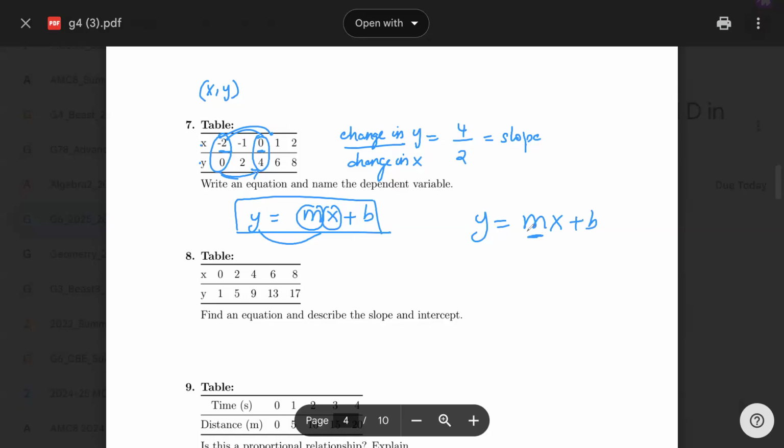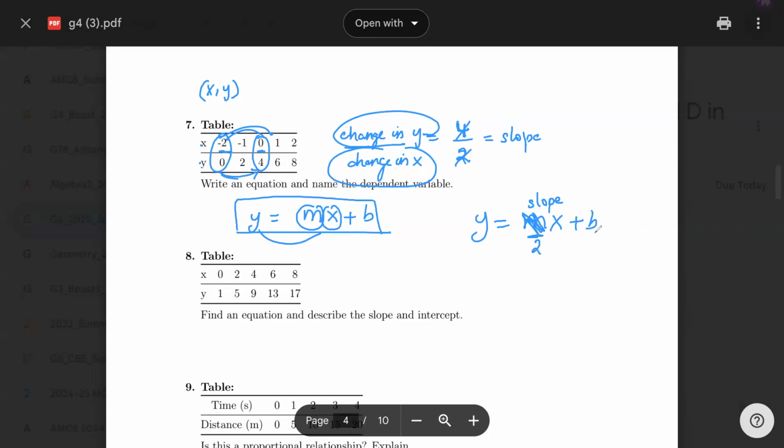m is called the slope. You know what the slope is? The amount y changes for every 1 unit change in the x value. So here, what is the change in y? Change in y was 4, change in x was 2. If we bring it to the simplest form, 4 divided by 2 is what? 2. So the slope value becomes 2. You got it, guys?